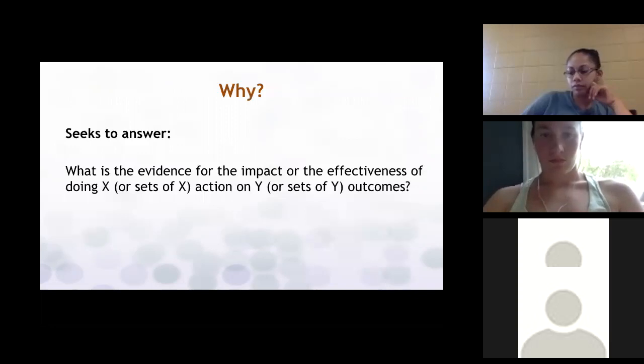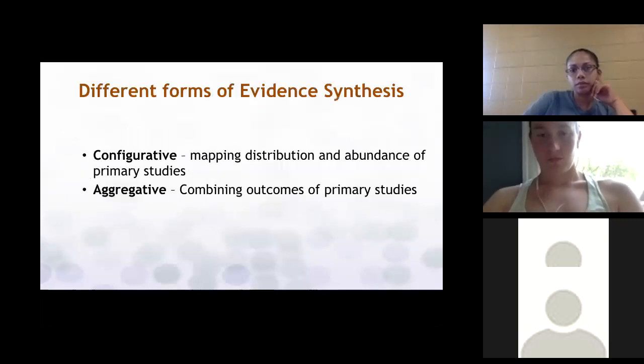So these systematic evidence syntheses come in different forms, but they all seek to answer what the state of evidence is for the impact or the effectiveness of doing X, or a set of X actions, on Y, or a set of Y outcomes. So we're looking for evidence of impact. And you can get these syntheses in different forms.